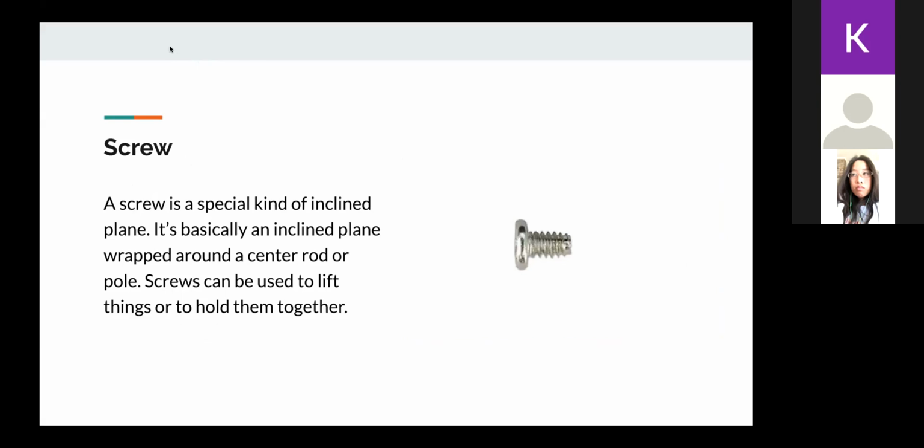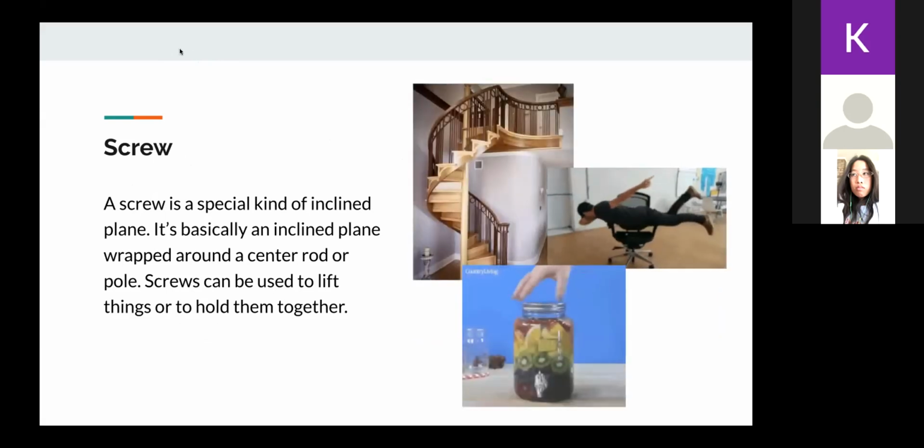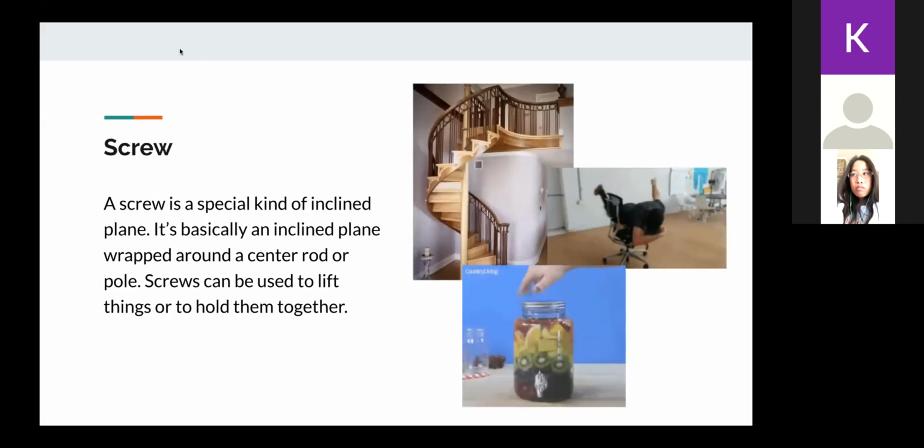So lastly, we have a screw. A screw is a special kind of incline plane, and it's basically an incline plane wrapped around a pole. Screws can be used to lift things or hold them together. Examples of screws include spiral staircases, swivel chairs, jar lids, and of course, standard screws, which are used to basically connect two pieces of wood or anything.